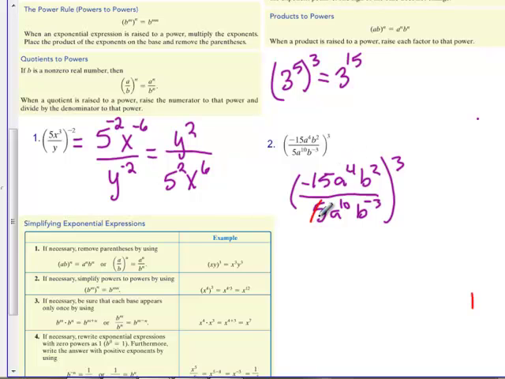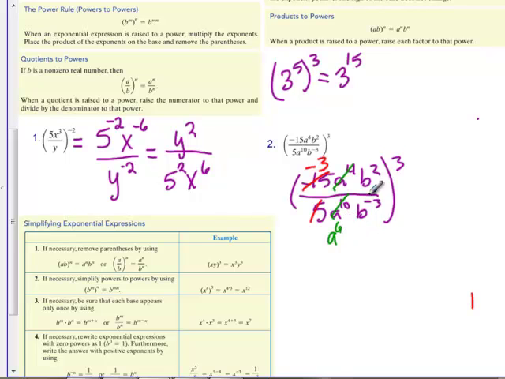So the 5 goes away, 5 goes into 5 once, 5 goes into negative 15, negative 3 times. All right, and then for the a's, I can either do a to the negative 6 on top or a to the 6 on bottom, right? Either one's the same. So if I do 10 minus 4, that's going to give me a to the 6 on bottom. So I'm going to get rid of that guy and make this a to the 6.